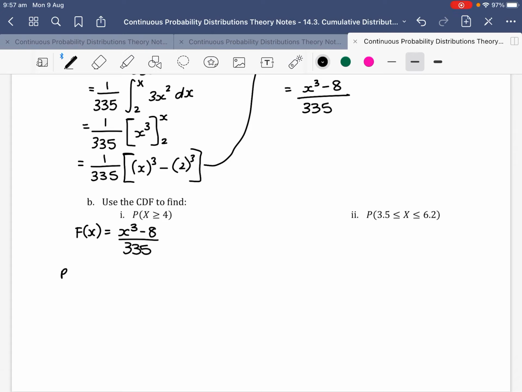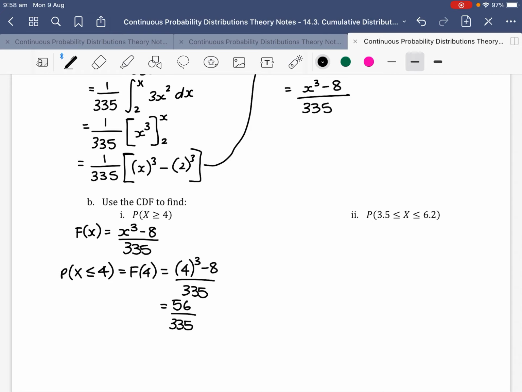So we have the probability that x is less than or equal to 4 is equal to when we substitute 4 into f. So it will be (4 cubed minus 8) over 335, which equals, so 4 cubed minus 8 divided by 335 is in fact equal to 56 over 335.